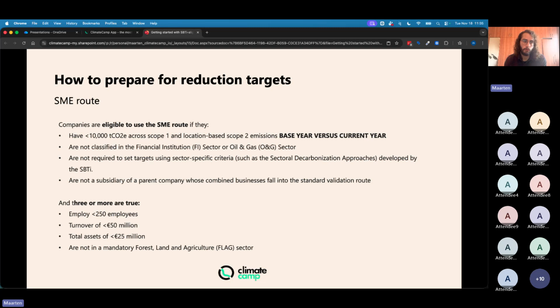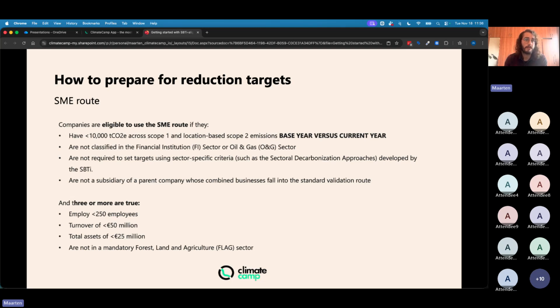These are pretty straightforward. What are the more specific variables to take into account? You employ less than 250 employees, you have less than 50 million in turnover, you have less than 25 million in total assets. And you are not in a mandatory FLAG (forest, land, and agriculture) sector. If you are, you can still have the SME rules, but then you need to meet all three criteria.